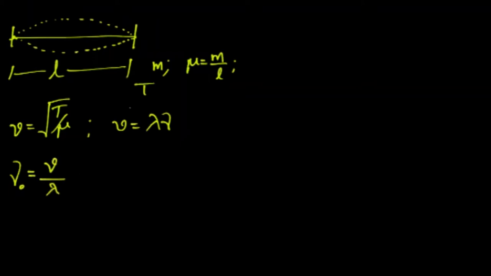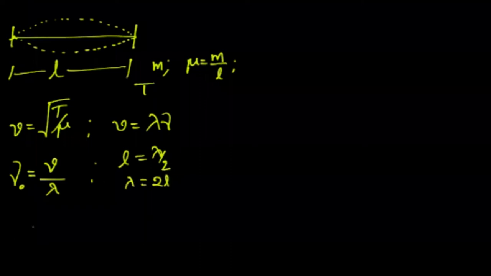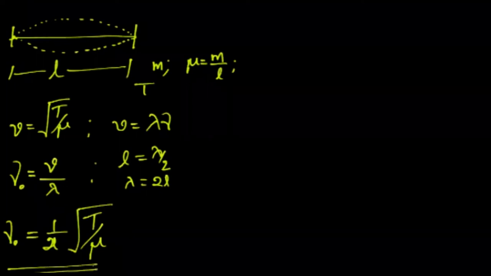And now I shall find lambda in terms of the length of this string. Since there is only one loop, this length corresponds to half of the wavelength. So L equals lambda by 2. I can represent lambda as 2 times L from this equation. So the expression for fundamental frequency changes to, in the place of lambda, I will substitute 2L, so nu naught equals 1 over 2L into the velocity, which is square root of tension by mu. So this is representing the fundamental frequency, also called the first harmonic.